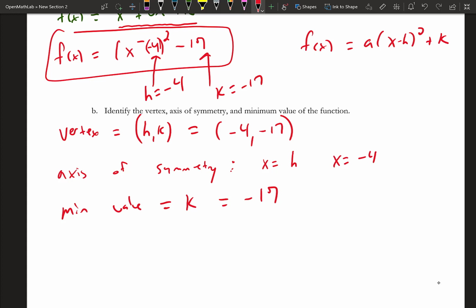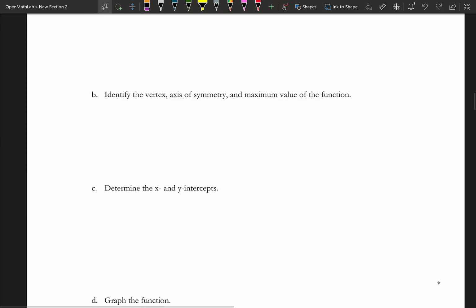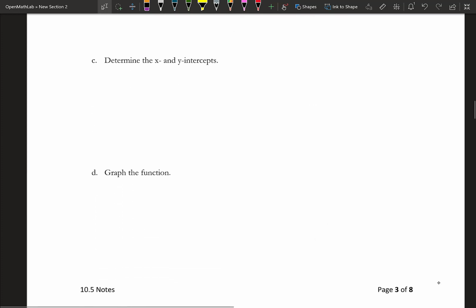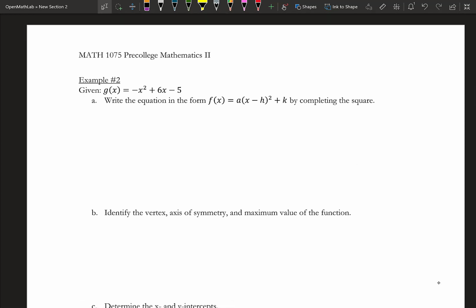Right? So not too bad for that one. So let's go to the next page. I have example 2 listed. We're essentially doing the same thing, but I added a couple other steps. We want to determine the x and y intercepts and also to sketch a graph of the function.